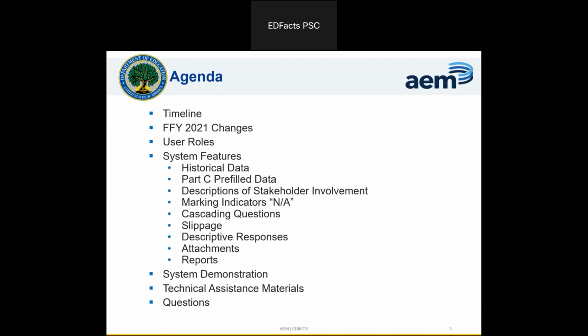All right, so our agenda for today is as follows. We'll review the timeline for the SPP APR Part C. We'll review the FFY 2021 changes, user roles, and some system features. Then I will present a recorded demonstration of the system, and we'll review some available TA documents and again answer your technical questions. So please note that this webinar is focused on the technical aspects of using the system. So that Q&A panel will be monitored and we'll respond to those questions at the end that are technically related.